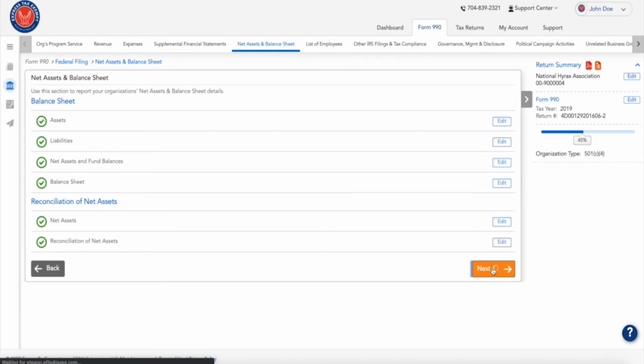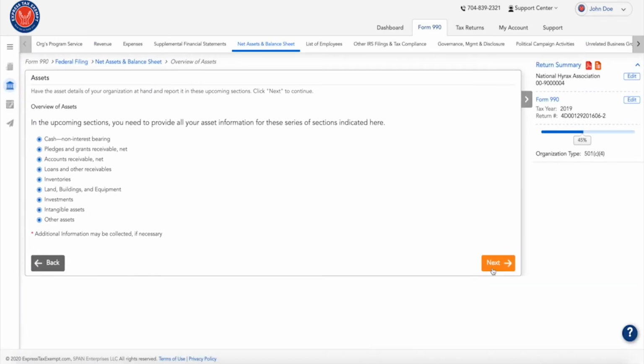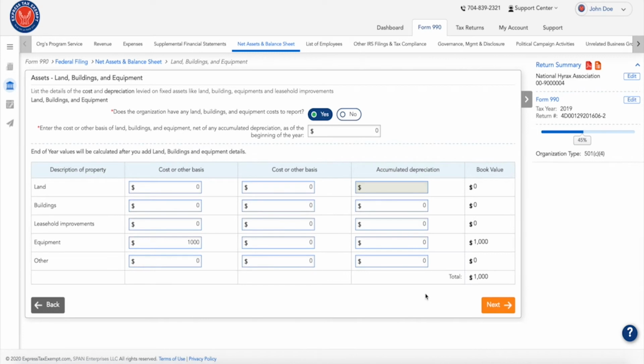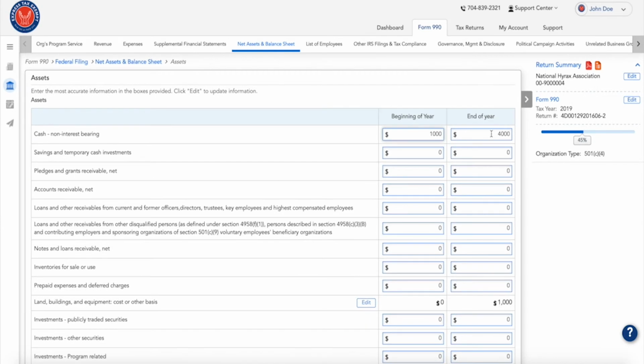If this is your organization's very first tax return, the beginning of the year balances are going to be zero. Now, this is not the case if your business has been in business for over a year. When you start entering your assets, ExpressTaxExempt will ask if you have any land, buildings, or equipment you'd like to include. For example, if you purchased office equipment for $1,000, enter your asset here, but be sure to update your cash balance on the following page.